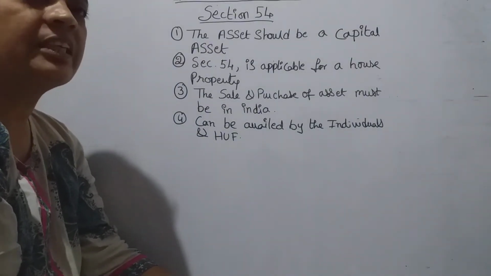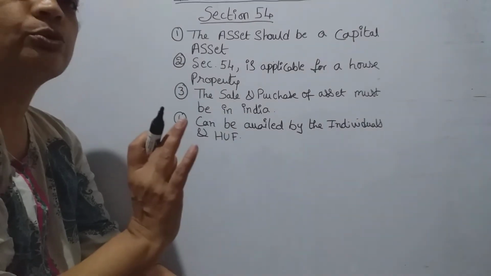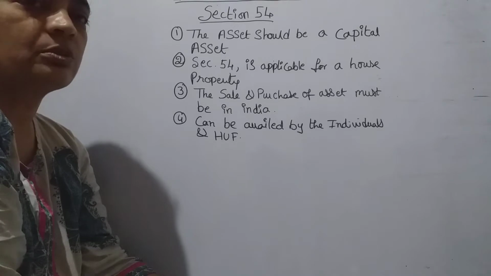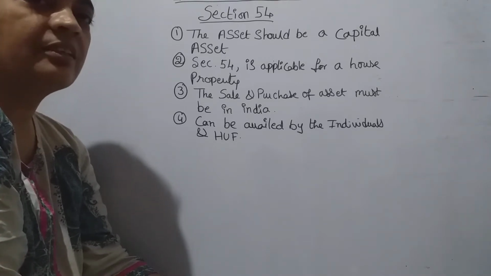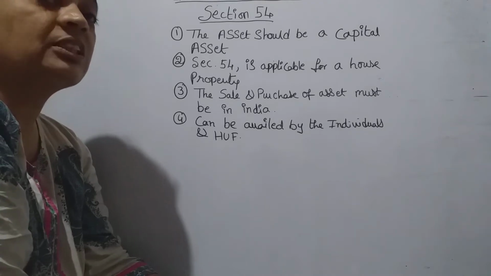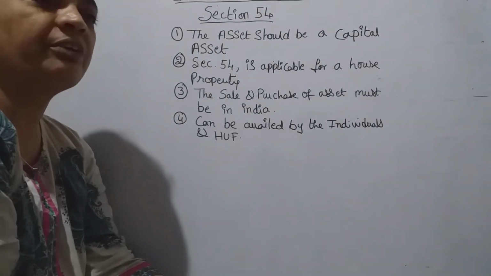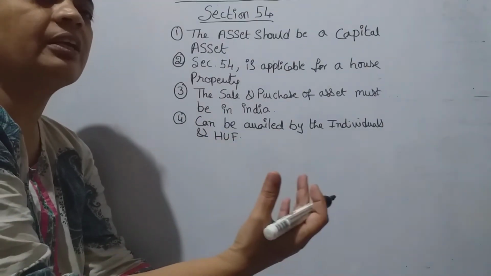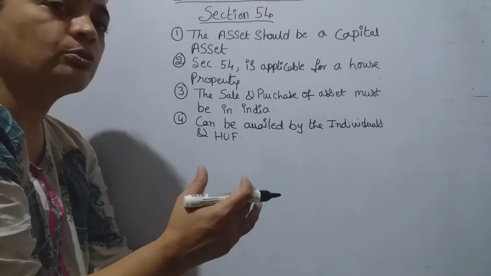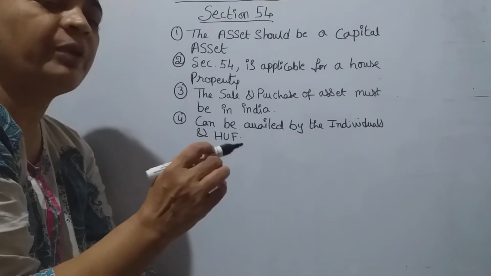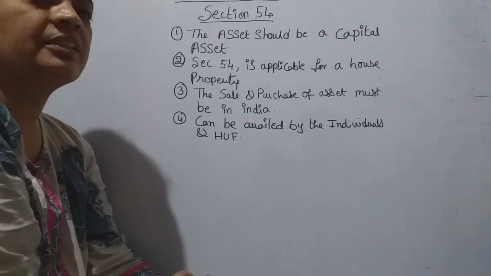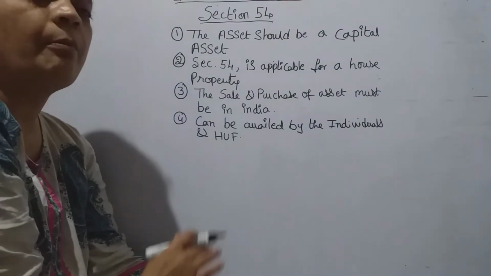Suppose we are purchasing a house, so we are paying GST. Everybody knows that. If you sell the property also, whatever proceeds, whatever consideration or cash you get, on that also you have to pay capital gain tax.